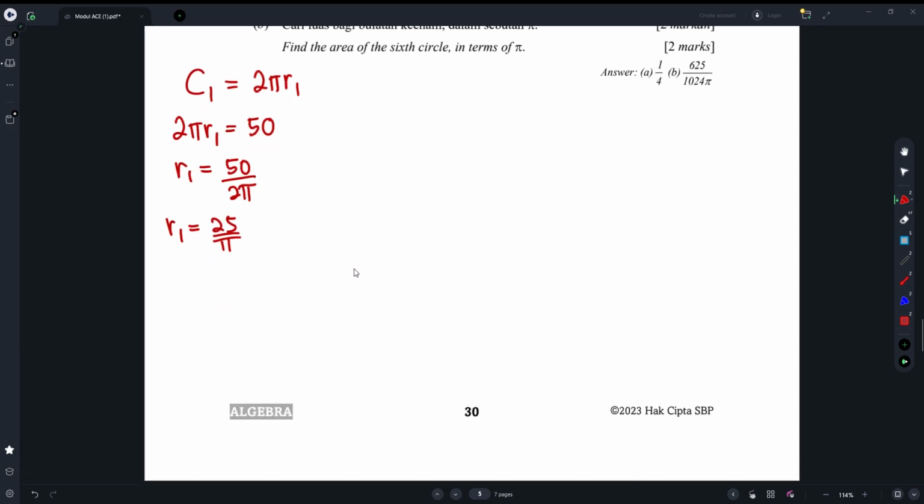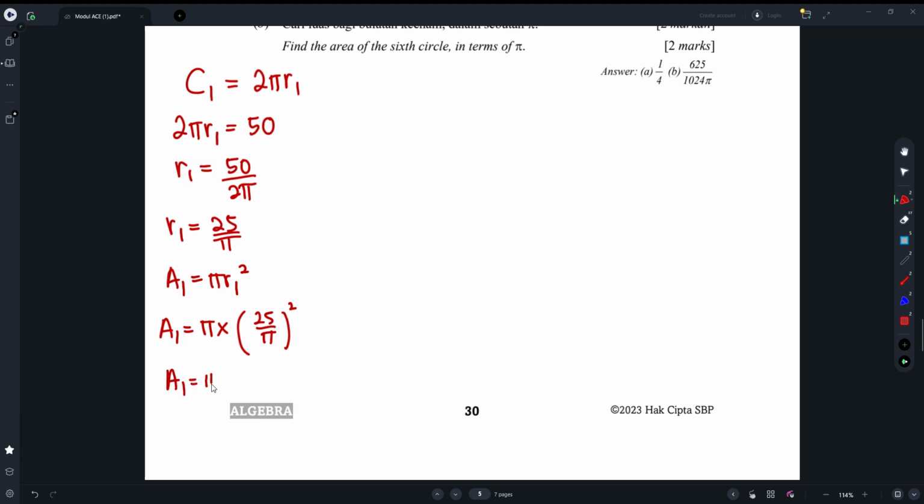Please take note. So the area 1 of the first circle will be pi r1 square. So area 1 will be pi multiplied by r1, which is 25 over pi, square. So your area 1 will be pi multiplied by 25 square, which is 625 over pi square. And as you simplify, the pi and pi, you get area 1 equals 625 over pi. That is your area 1.